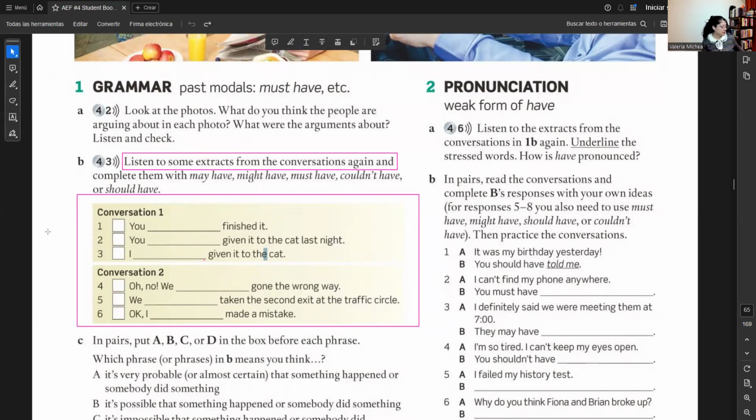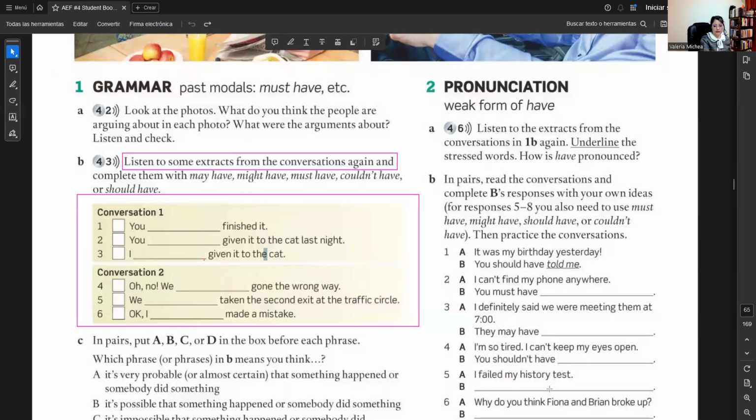What I recommend, because I didn't copy this anywhere, is that you have a pen and a piece of paper and you write the number and the expression that you hear. So for example, 1 may have, 2 couldn't have, 3 should have, etc. It depends on what you hear, either in conversation 1 or conversation 2, please. Then we are going to do another exercise about that.